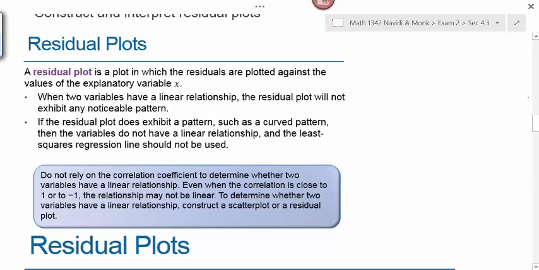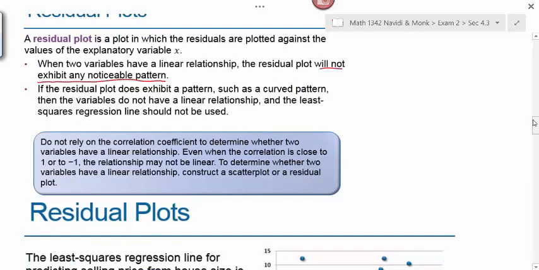A residual plot is a plot in which the residuals are plotted against values of the explanatory variable x. When two variables have a linear relationship, the residual plot will not have any noticeable pattern. Remember, when we looked to see if there was a correlation, we looked for a pattern, a linear pattern. But when we look at the residual plot, we don't want a pattern.